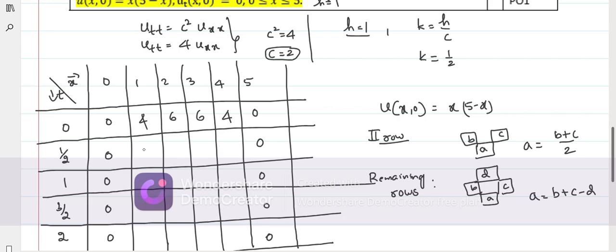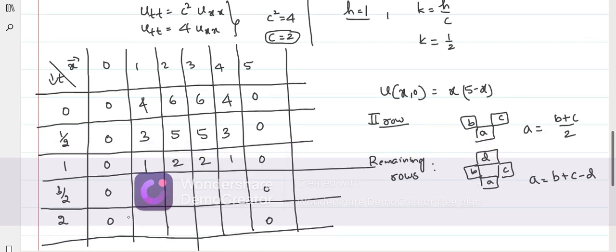0 plus 6 divided by 2, 3. 4 plus 6, 10 divided by 2, 5. 6 plus 4 divided by 2, 5. 6 plus 0 divided by 2, 3. For the remaining rows, 0 plus 5 minus 4, 1. 3 plus 5, 8, 8 minus 6, 2. 5 plus 3, 8, 8 minus 6, 2. 5 plus 0 minus 4, 1.